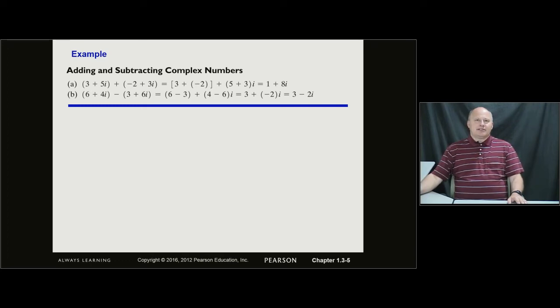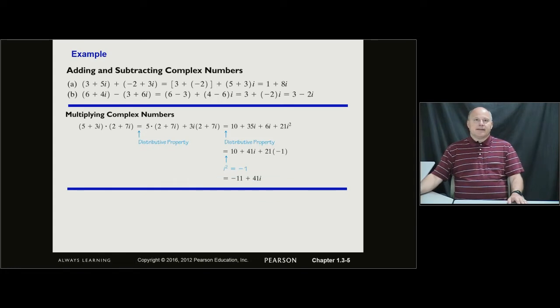6 plus 4i minus 3 plus 6i. 6 take away 3, which is 3. And then 4i take away 6i is a negative 2i. So again, this is like combining like terms. Now let's look at multiplying.